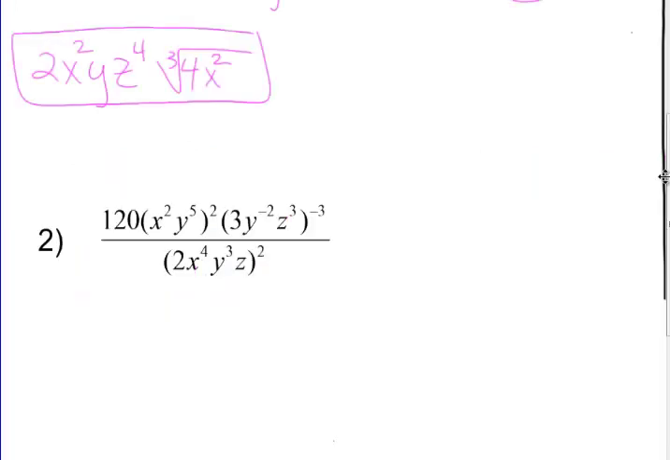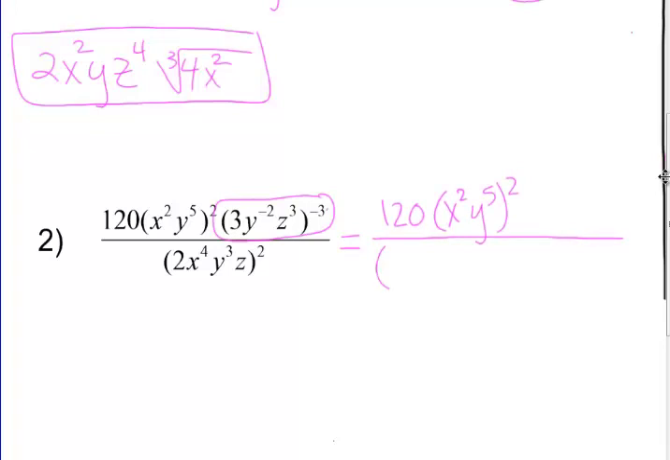When I look at this problem, what I notice is I have one group raised to a negative exponent. I'm going to move that first so that it's positive. So on top, 120, x squared, y to the 5th to the 2nd power. On the bottom, 2x4, y3, z all raised to the 2nd. 3y to the negative 2, z to the 3 raised to the positive 3 power. Moving it only affects the exponent on the outside of those parentheses. Okay? So then it's a positive 3 exponent there.